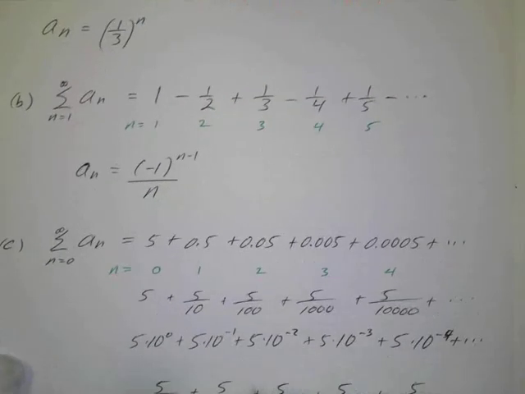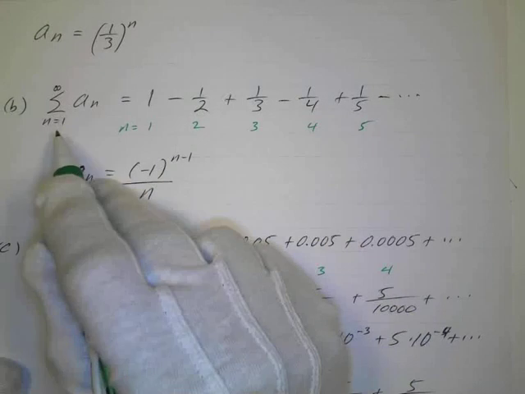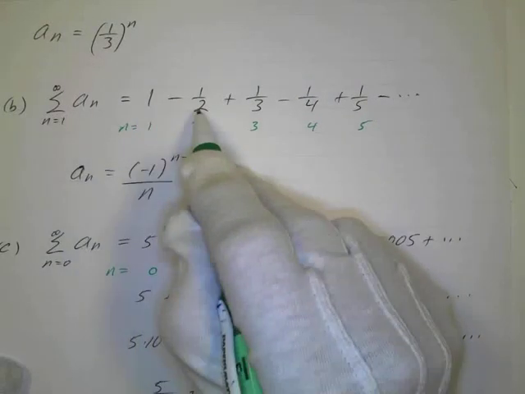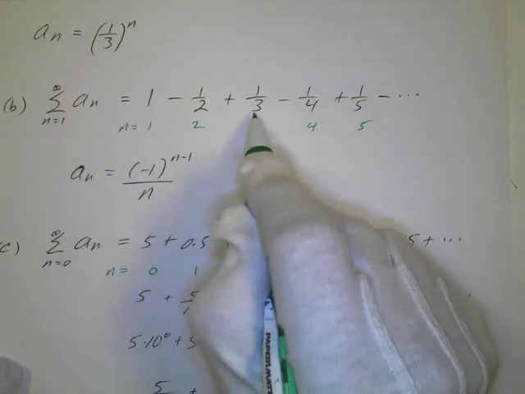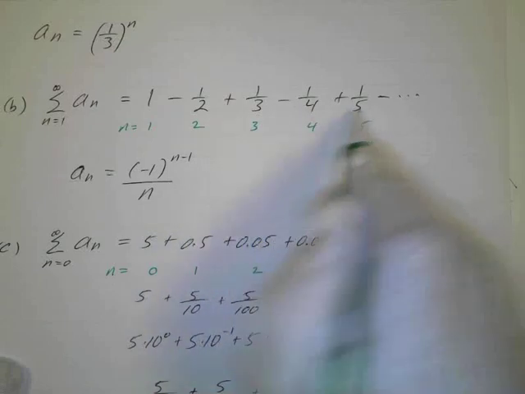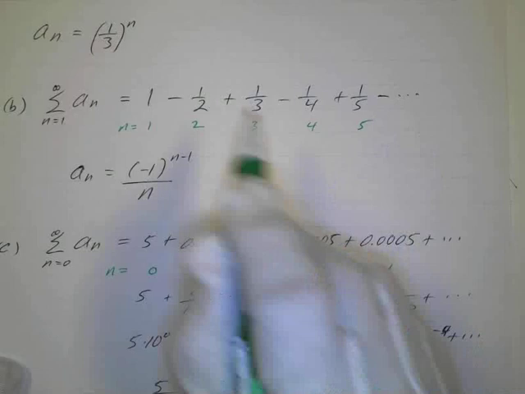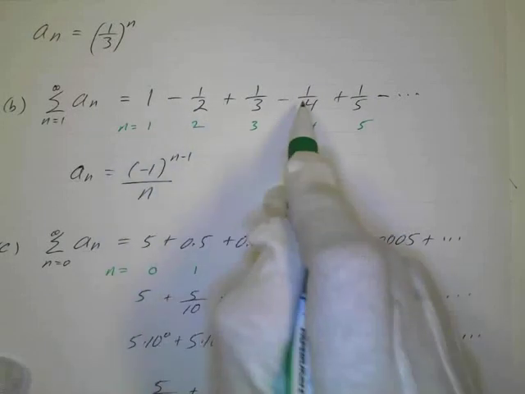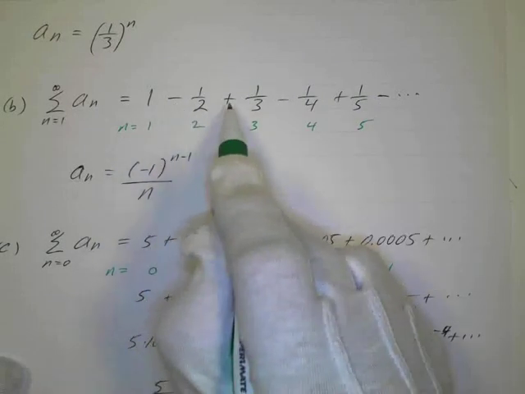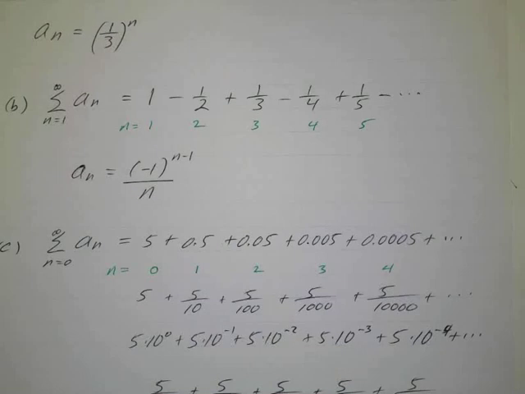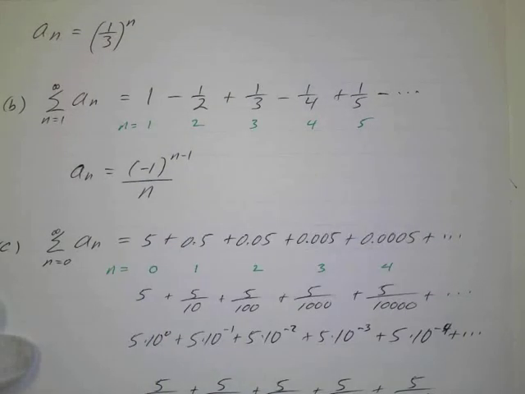Okay, let's take a look at letter B. This is what we got. Now my index is 1, so I got 1, negative 1/2 plus 1/3 minus 1/4 plus 1/5. I wrote my n here, and you can see how the denominators are just n. The only thing is we have this negative, positive alternating series situation. In other words, this is an alternating series.